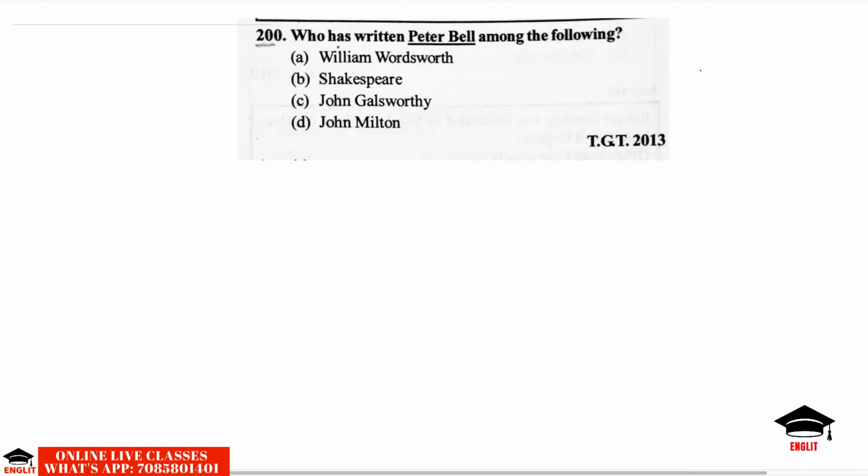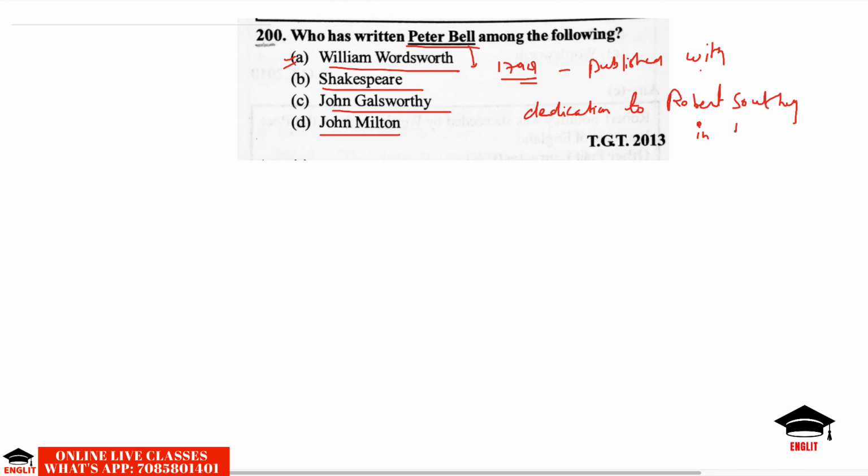Next question, who has written Peter Bell among the following? William Wordsworth, Shakespeare, John Galsworthy, John Milton. The correct answer, William Wordsworth. Peter Bell was written in 1798 and it was published with a dedication to Robert Southey in 1819. Peter Bell is a lawless potter who is insensible to the beauty of nature.